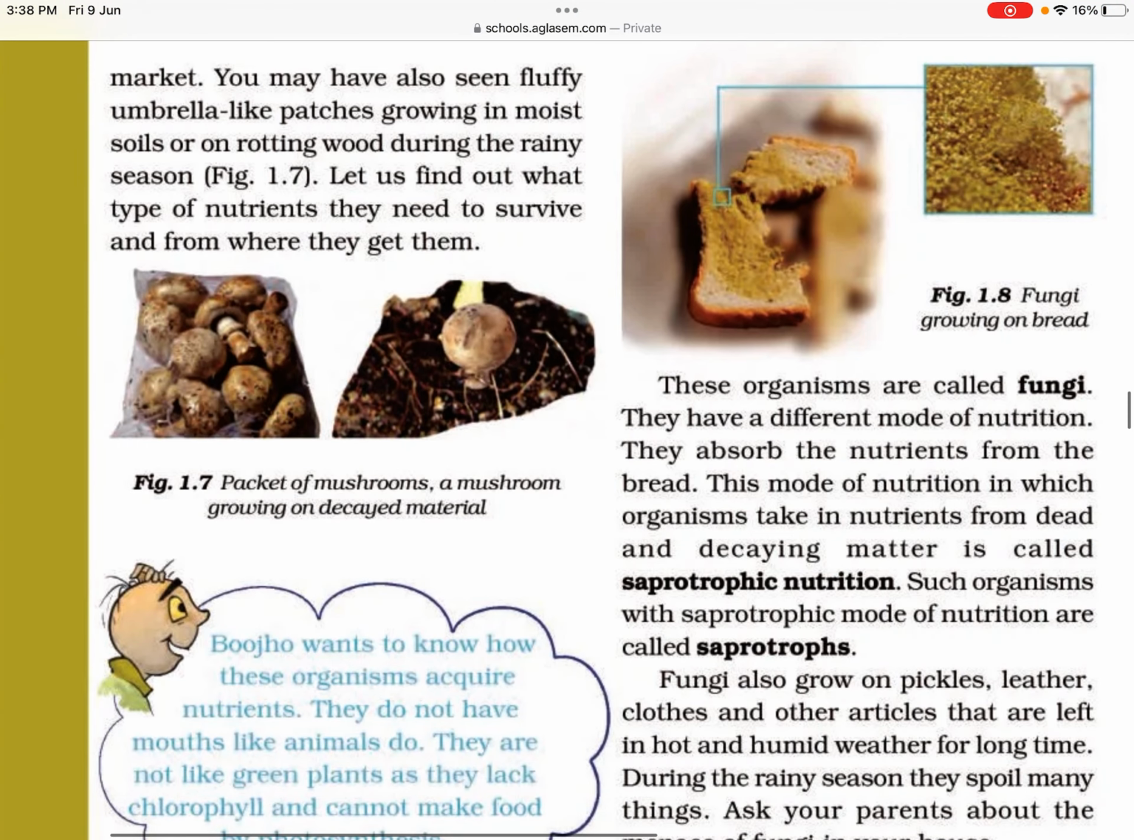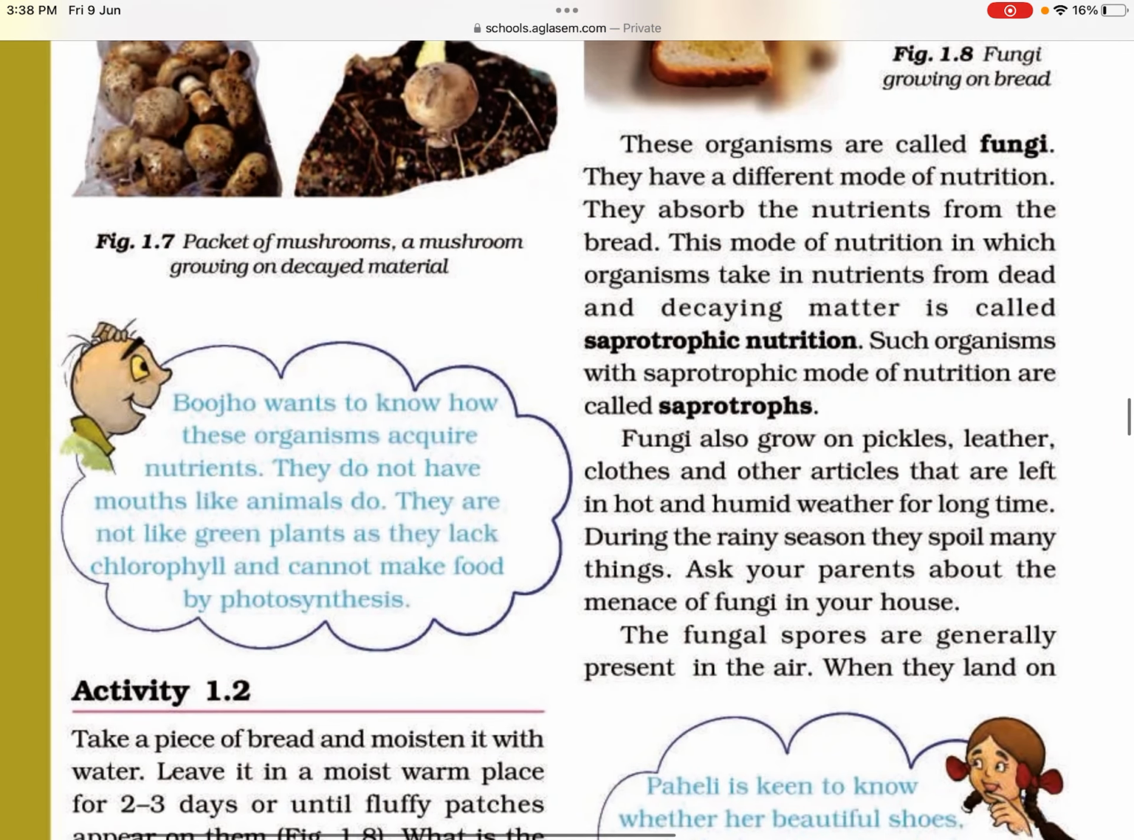Okay, so this is the fungi growing on the bread, or the patches that are growing on the bread. So these organisms are called fungi. They have a different mode of nutrition. They absorb the nutrients from the bread. This mode of nutrition, in which organisms take in food from dead and decaying matter, is called saprotrophic nutrition.